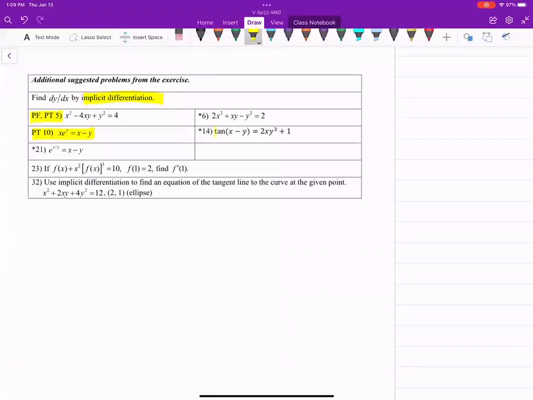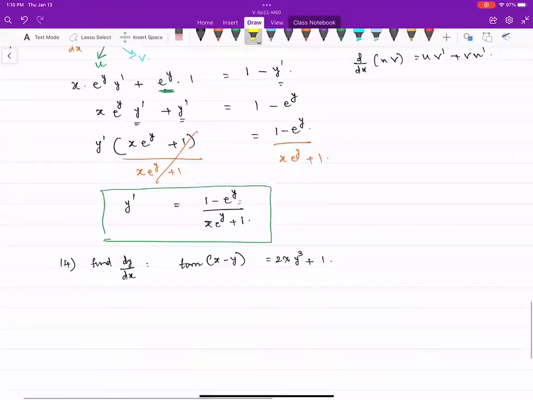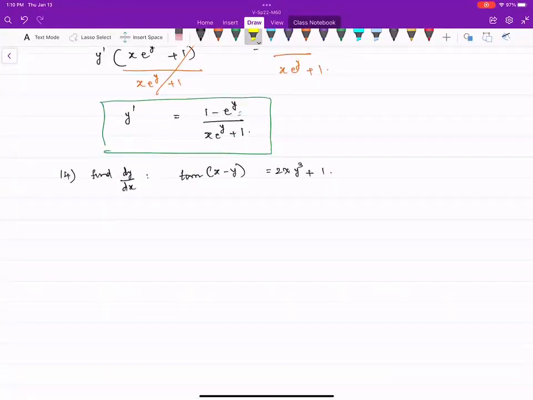Let's try a problem involving tangent, a trig function. Use implicit differentiation to find dy by dx, where tan of (x minus y) equals 2xy cubed plus 1. So tan of (x minus y) equals 2xy cubed plus 1.